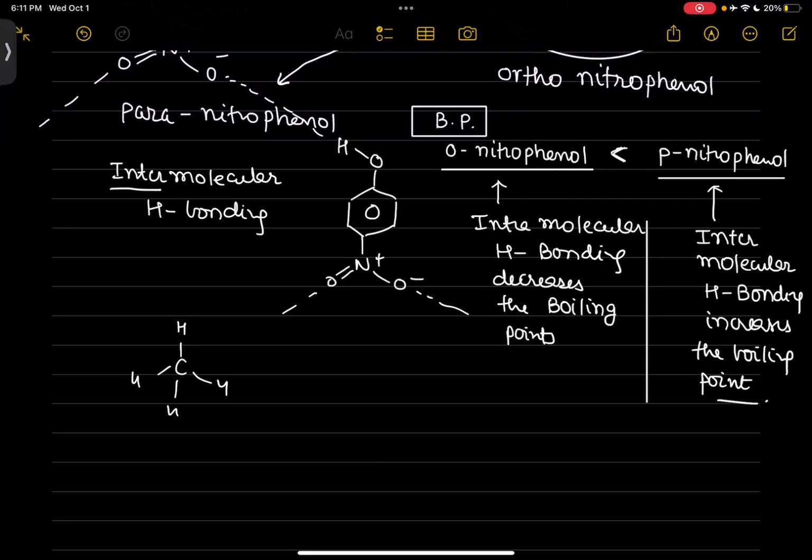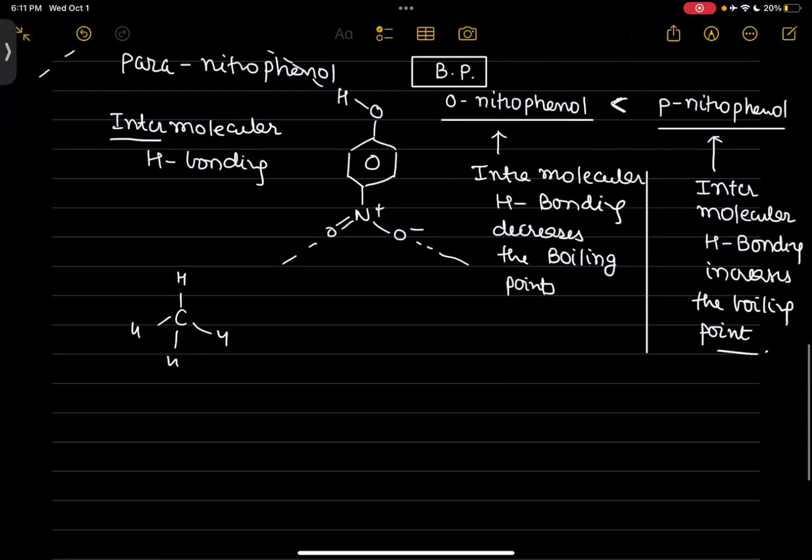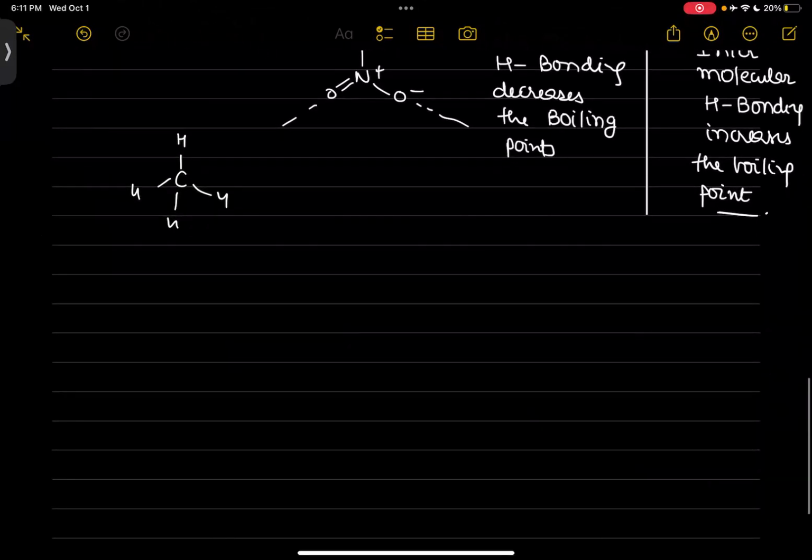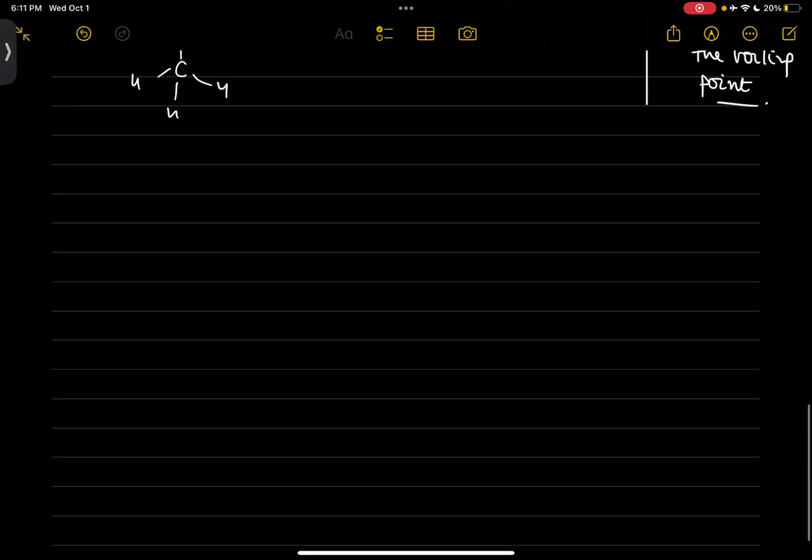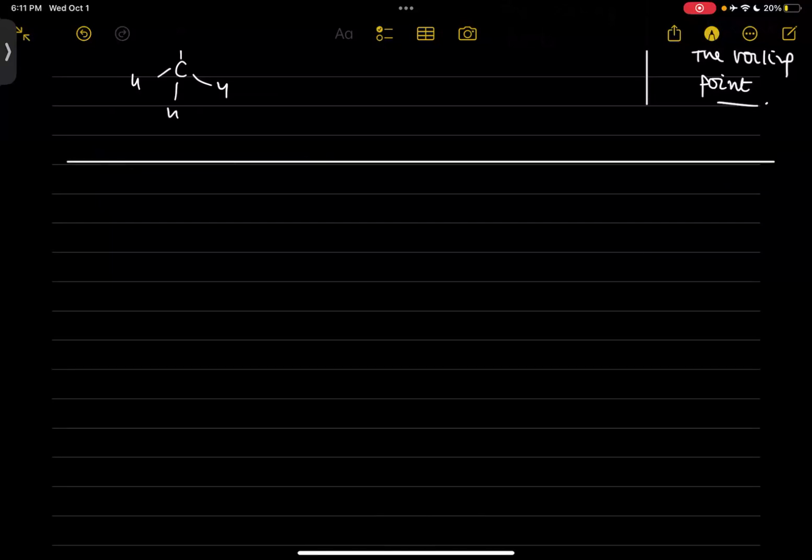So I hope this is clear. This will be very much important in your class 12. So let me start with organic chemistry. We will do the first chapter of organic chemistry, and after that we can start with equilibrium. Is it clear? So we are going to start with basic principles of organic chemistry, and it is there in the second book.